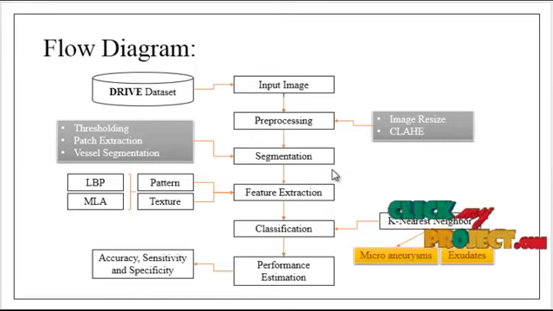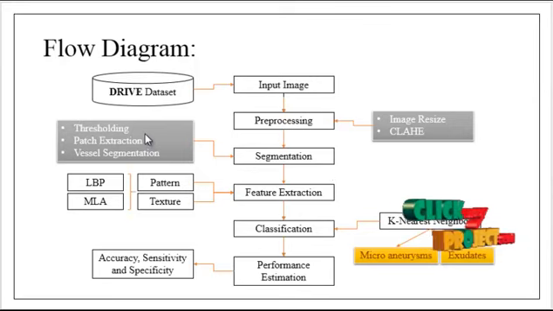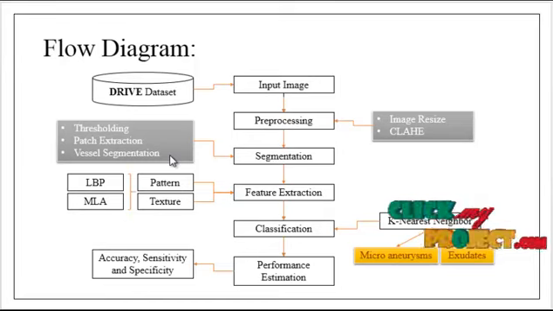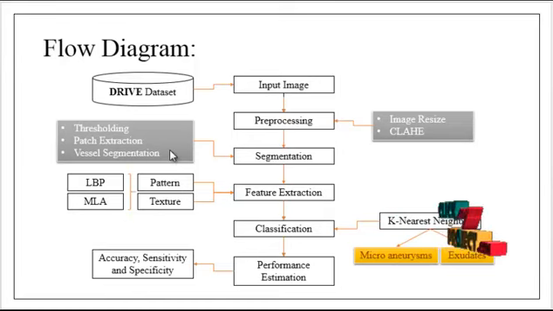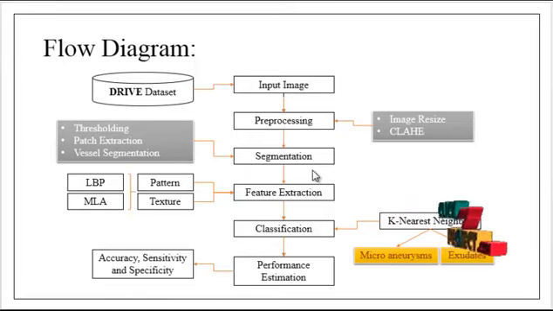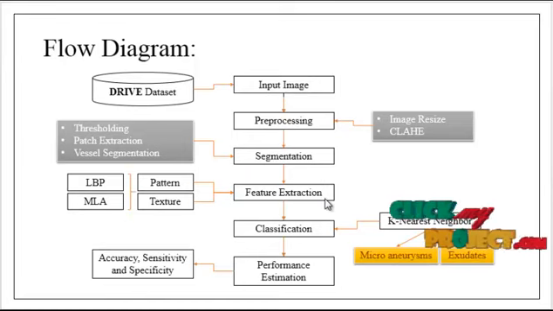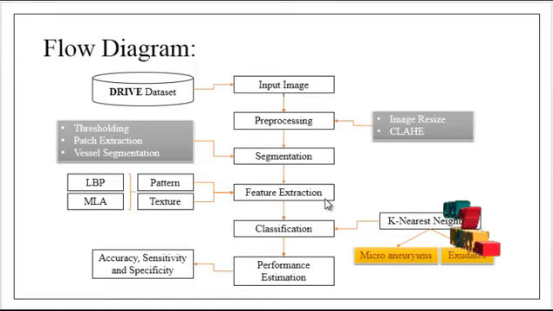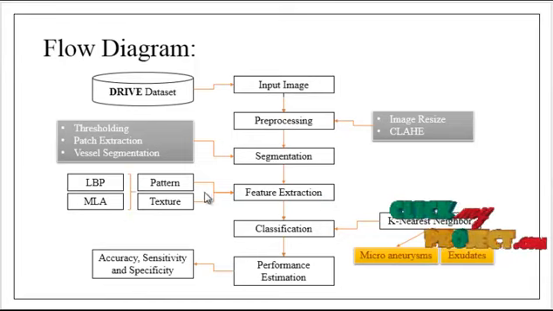After doing the pre-processing, the pre-processed image will be the input for the segmentation. In this segmentation step, we have three kinds of segmentation, that is thresholding, patch extraction, and vessel segmentation. After doing these three techniques, the vessel regions will be extracted and the other retinal portions will be eliminated. After the segmentation, we move to the next stage of the project, that is the feature extraction. In this feature extraction, we are going to extract two kinds of features, that is the pattern and the texture oriented features.